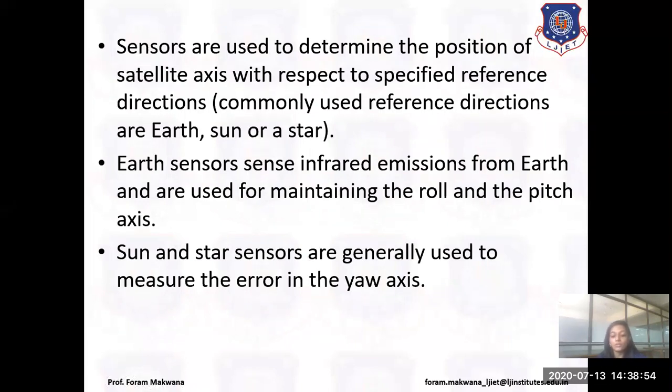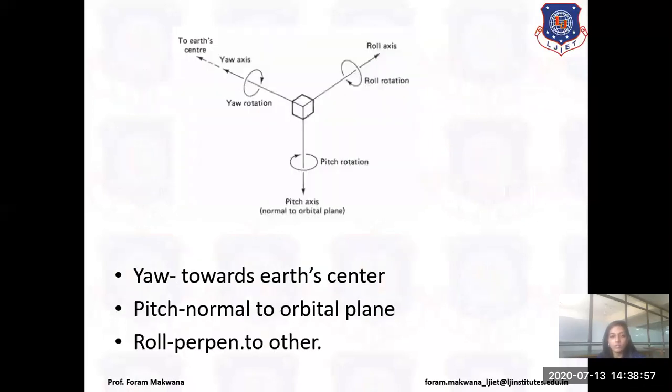So this is called three-axis stabilization, which is called the active method, which is used to control the attitude. Attitude of what? That is the orientation of the satellite. Okay.